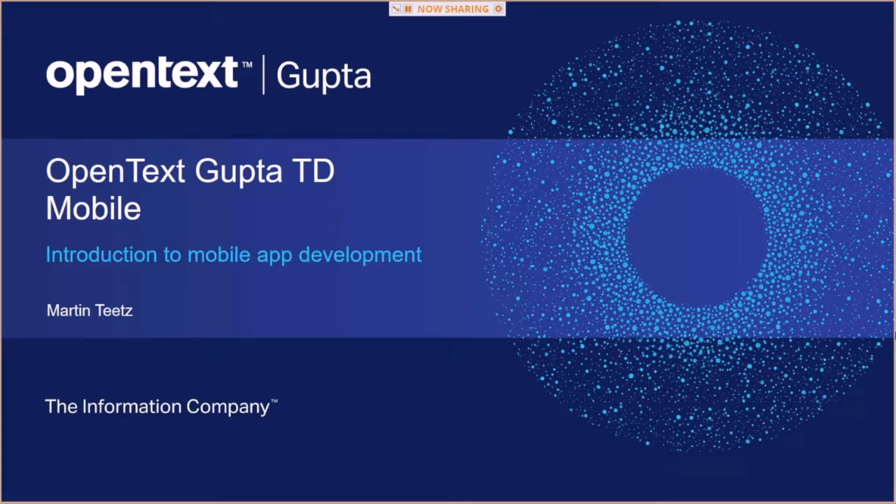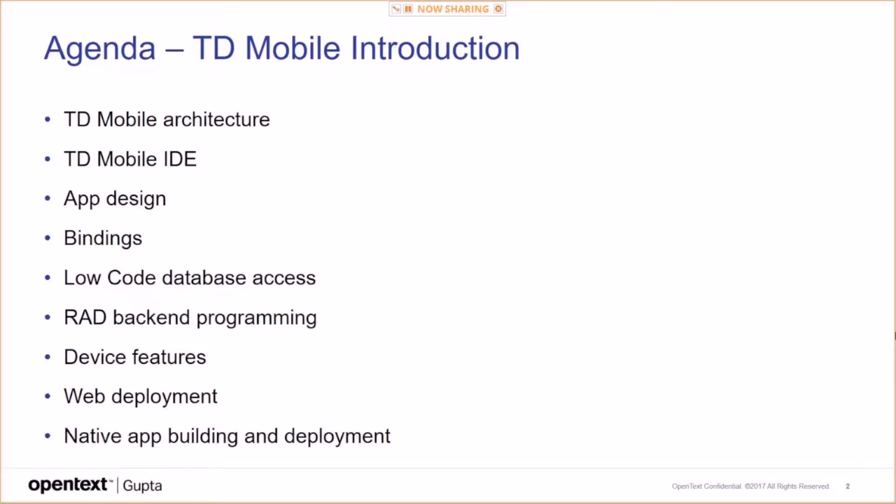So today, the first thing I'd like to do is walk you through application development for mobile devices, basically. And this is the agenda for the first session. A quick overview of the architecture of TD Mobile, a view at the TD Mobile IDE, how you design apps using TD Mobile, talk about bindings, which are kind of the magic glue between an application and the data center, basically.